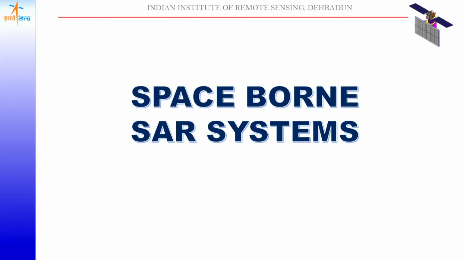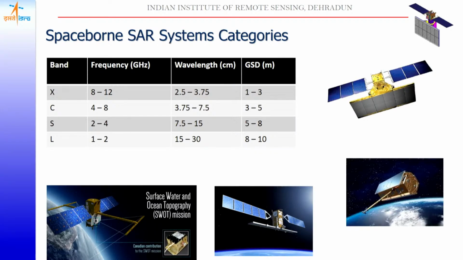Now we will see some of the SAR systems in different frequencies. Spaceborne SAR systems are normally divided into the X, C, S and L bands, in which we can get a GSD of 1 to 3 meters in the X band, 3 to 5 in the C band, 5 to 8 in S, and 8 to 10 in L. This is the resolution we can get, but it depends on the modes. In spotlight mode, we can get a better resolution in the azimuth direction. The azimuth resolution depends totally on the mode, whether it is strip map mode or anything else.